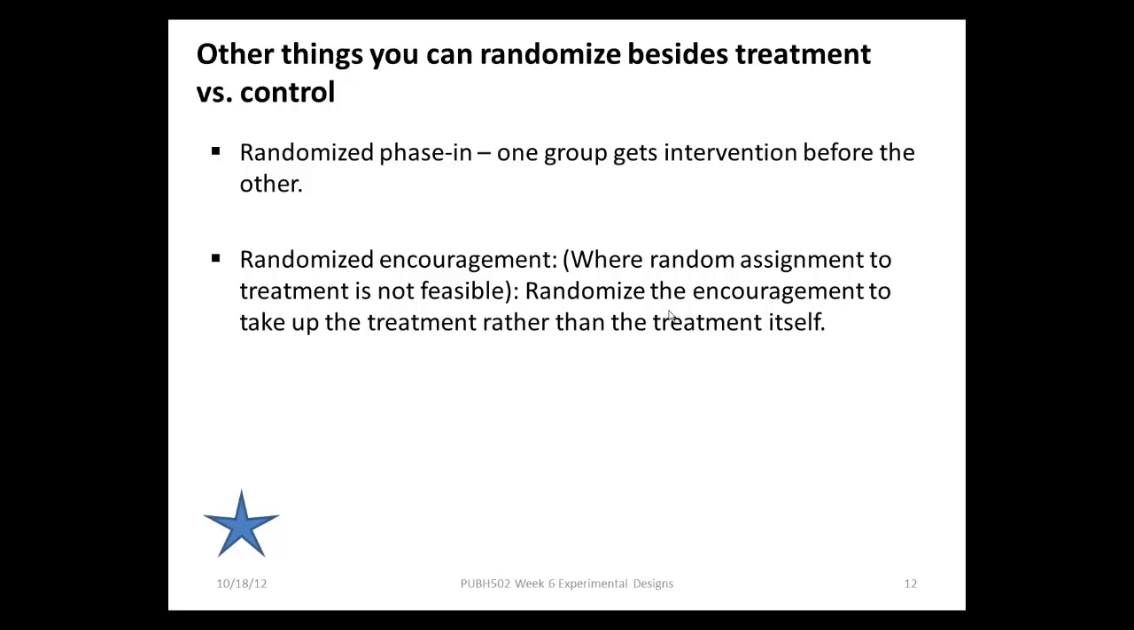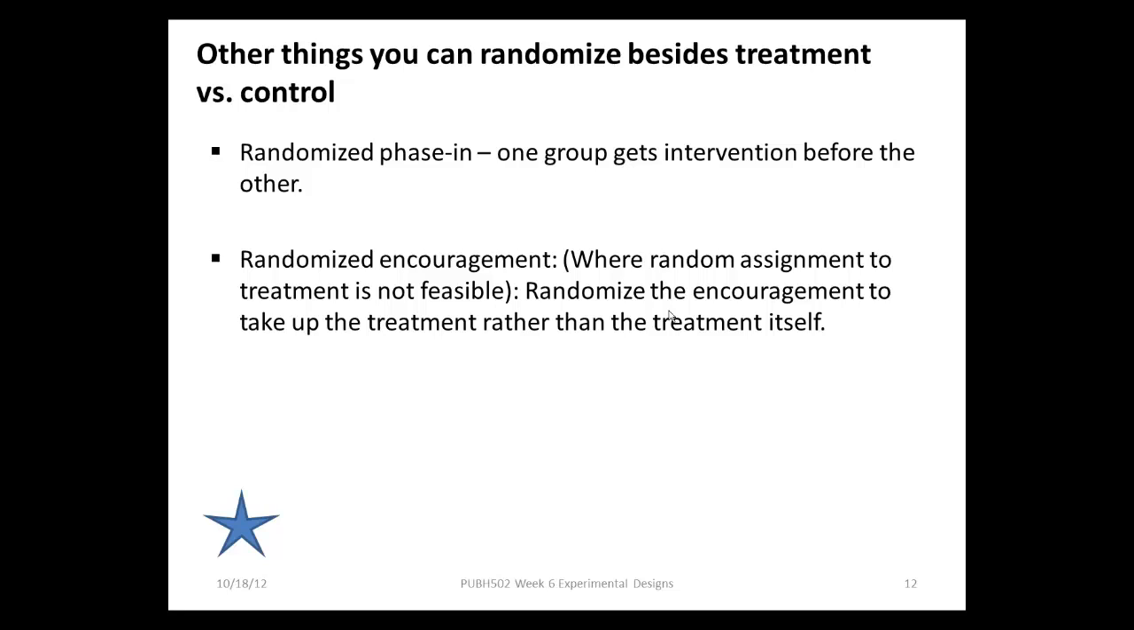A couple other things to remember. You don't always have to be randomly assigning treatment and control. There are other things you can randomly assign. So one is randomized phase-in, where everyone's getting the treatment, but you're randomly assigning start now versus start in 6 months or start in a year. And that's a good design where you know the treatment is going to be good and everybody wants it. You just want to get some people run through first to see how that affects them.